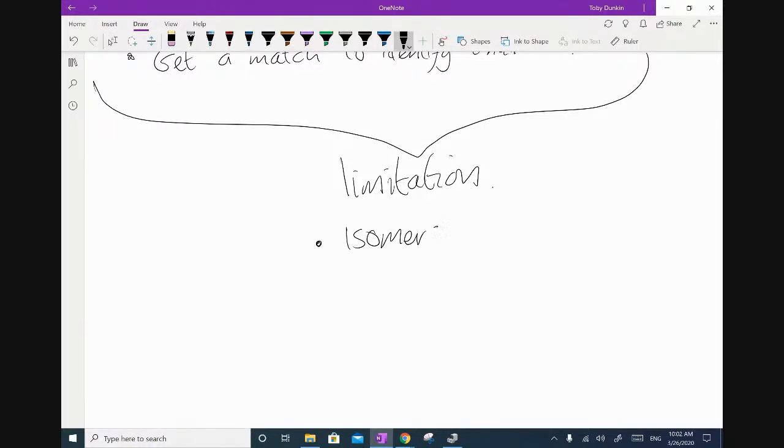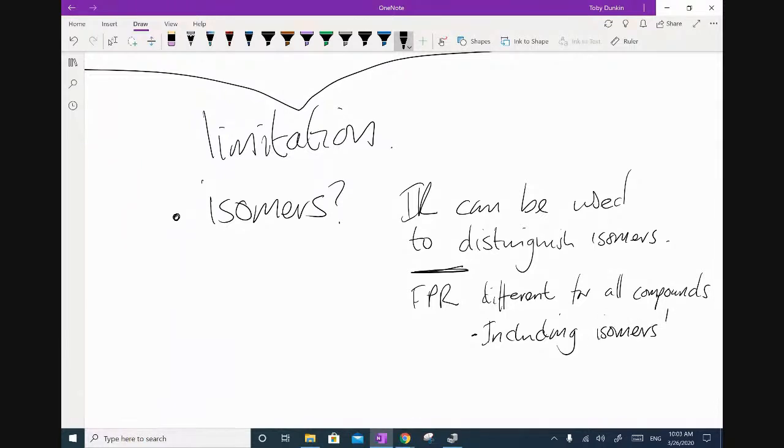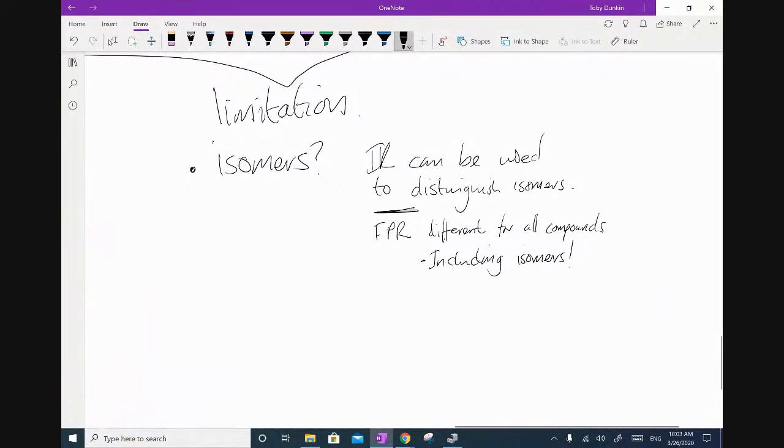Isomers? No, this is not a limitation. Infrared can be used to distinguish isomers. It'll ask you to explain why: FPR is different for all compounds, including isomers. So what's the limitation? Good idea, Emmett, but no, including isomers. So not the limitation. Gonna put a big fat X through that. That is not the problem.